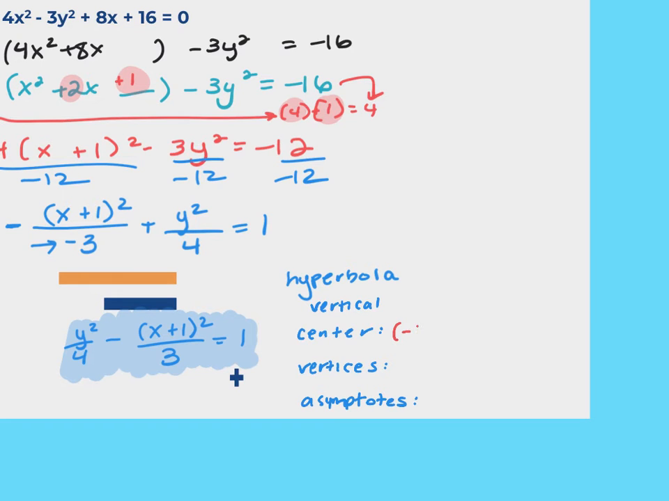My center would be -1, 0, the opposite of what follows x and the opposite of what follows y. My a squared is always first this time, so a squared is 4, which means a is 2. B squared is 3, which means b is the square root of 3.